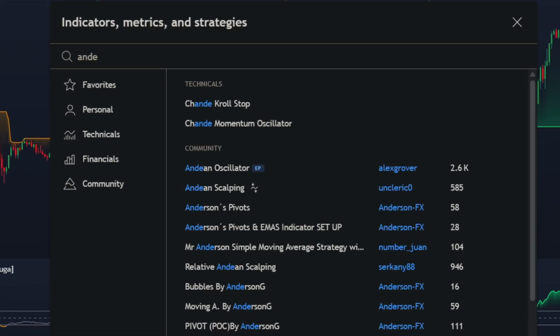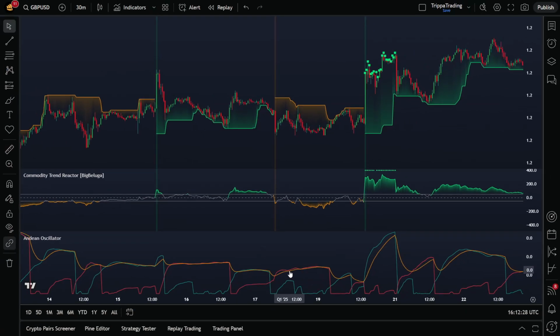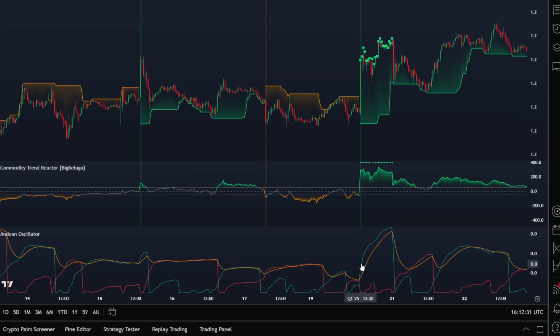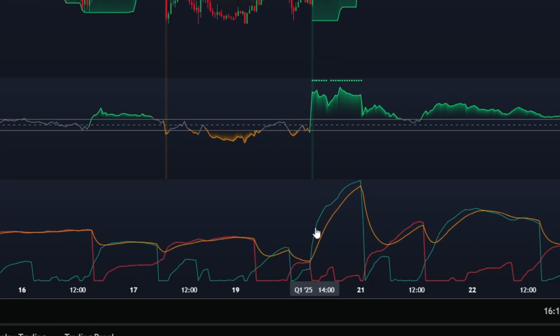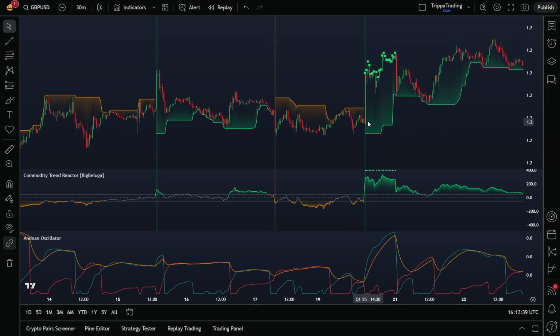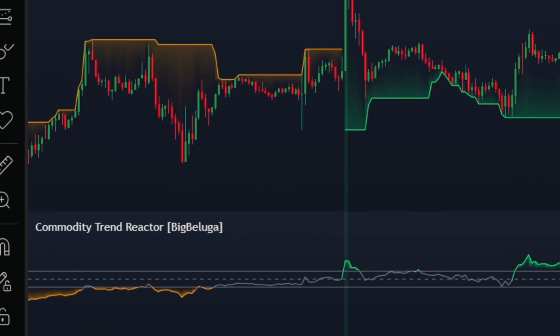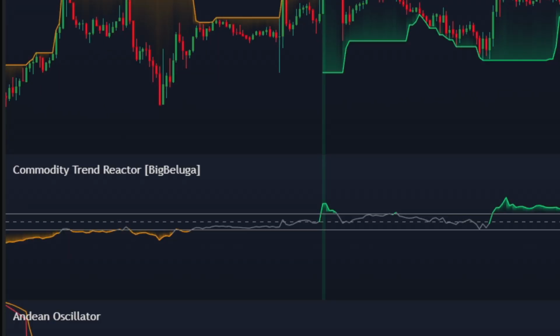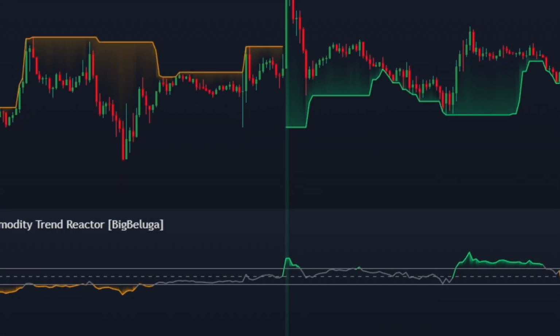Search for Andean Oscillator. This is the one I'm talking about, the one created by Alex Grover. Once it's on the trading chart, you'll see three lines, green, red, and orange. This is a momentum and direction tool. When the green colored line is on top, the market is moving up, and when the red colored line is on top, the market is moving downwards. When the orange colored line is above both green and red lines, the market is considered flat.